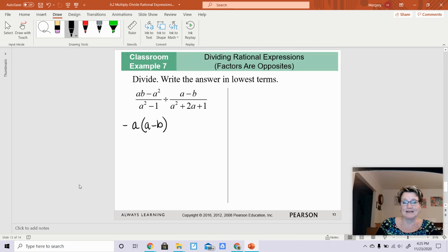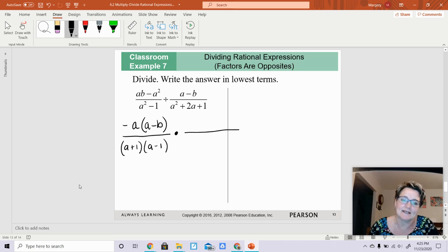So I know that's going to give me negative a times a is a negative a squared. Negative a times a negative b is a positive ab. So I just kind of did a little bit of extra work. Now, this is a difference of squares. You can square root a squared, you can square root 1. They're separated by a minus sign, so I know one's going to be a plus 1, and one's going to be a minus 1. That part's done. Change this to multiplication.